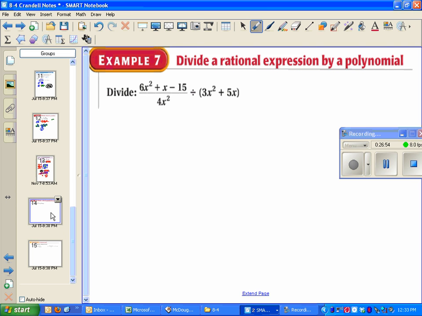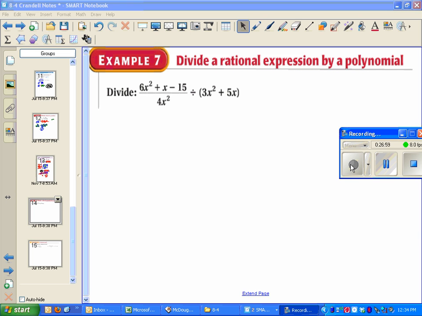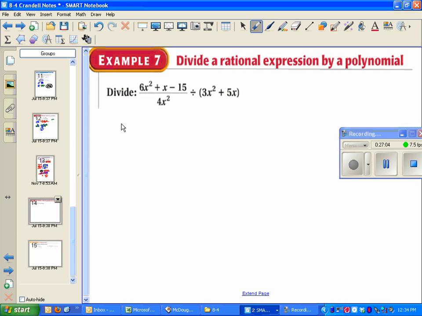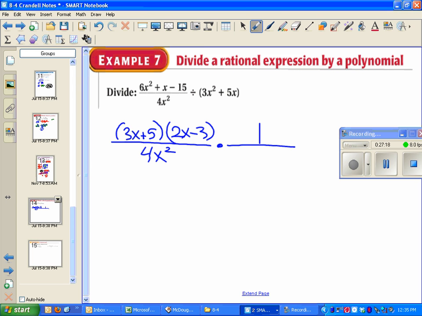All right, so when we factor, we're going to factor the top, and this one factors into 3x plus 5 times 2x minus 3, and then 4x squared. And then I'm going to flip the other one, so it's going to be 1 over that. Is there any common factors? X, good job. So I'm going to factor x out, and then inside I have 3x plus 5.